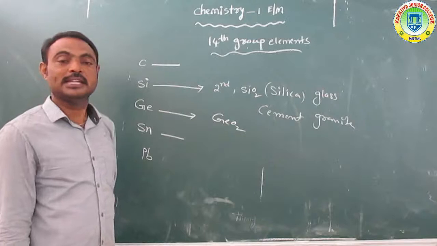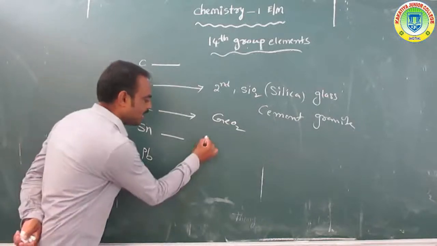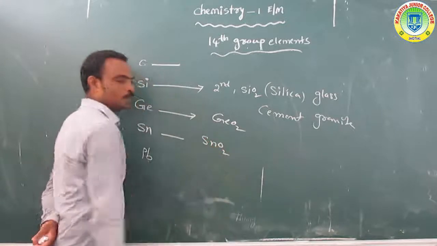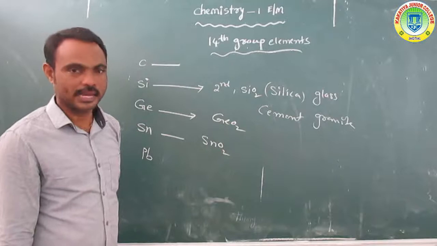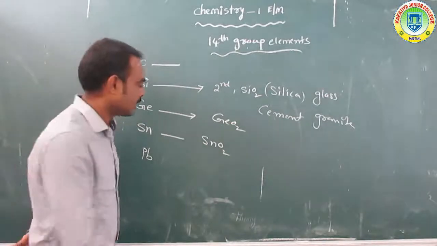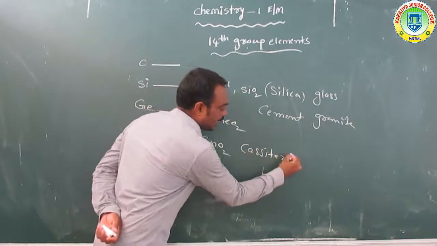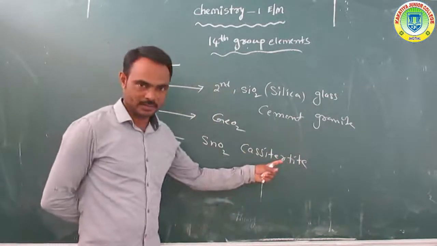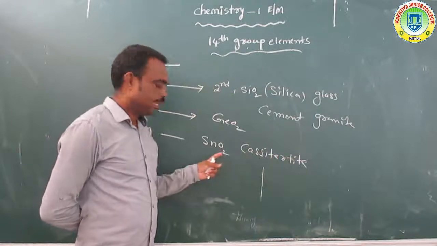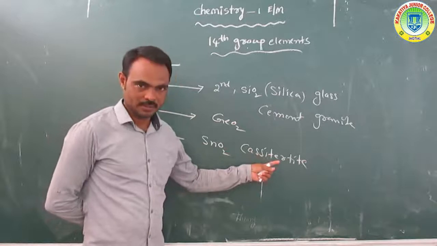Next, Sn means tin. It is available as SnO2, tin dioxide. Tin dioxide is also called cassiterite.